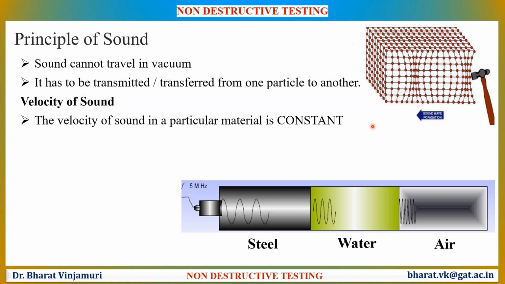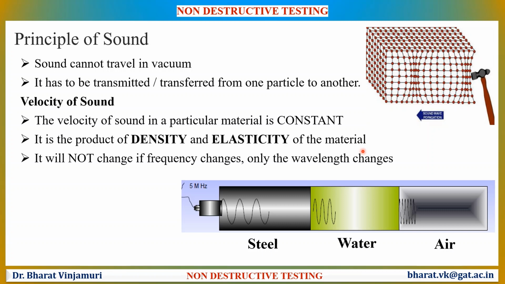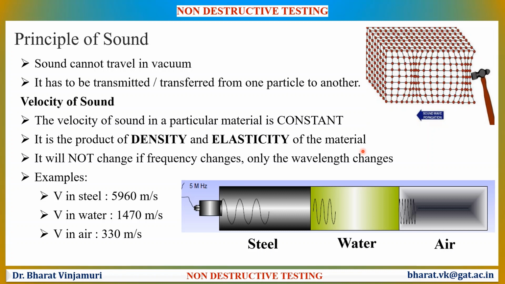Let us understand the basics of velocity of sound. The velocity of sound in a particular material will always be constant. It depends on the density of the material and the elasticity of the material. The velocity will not change if frequency changes. If the frequency changes, it is only the wavelength that will change and not the velocity. For example, the velocity in steel is 5960 meter per second, whereas in water it is 1470 meter per second, and in case of air it is 330 meter per second. So if the medium changes, the velocity will also change.